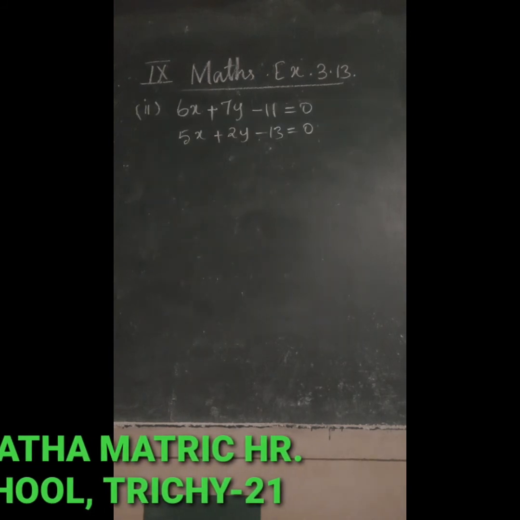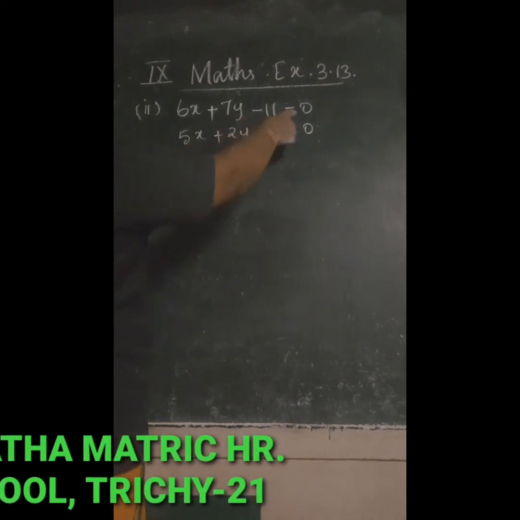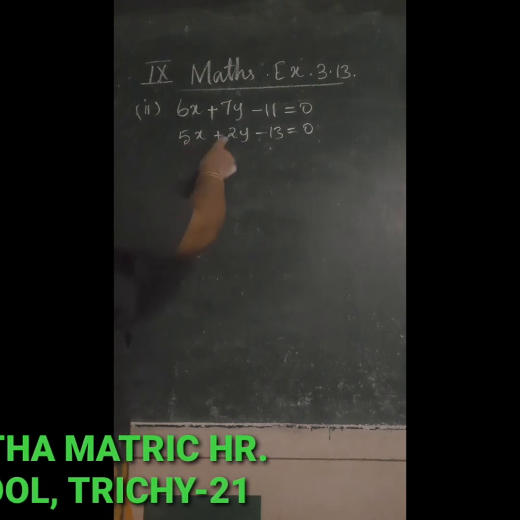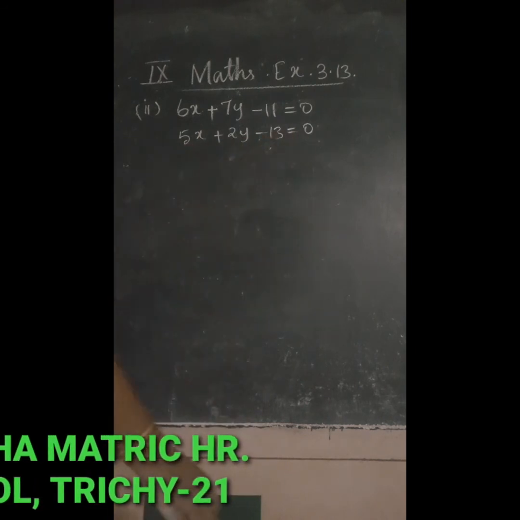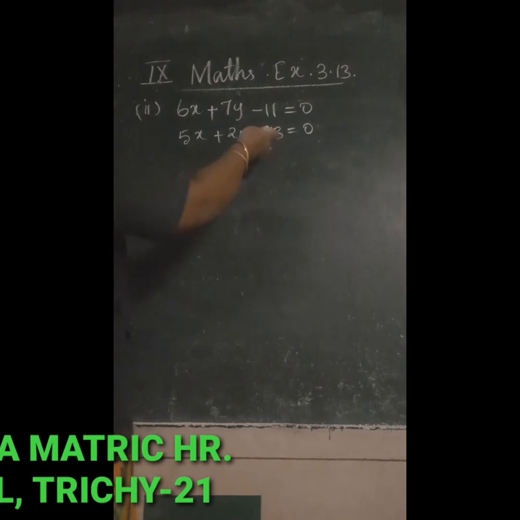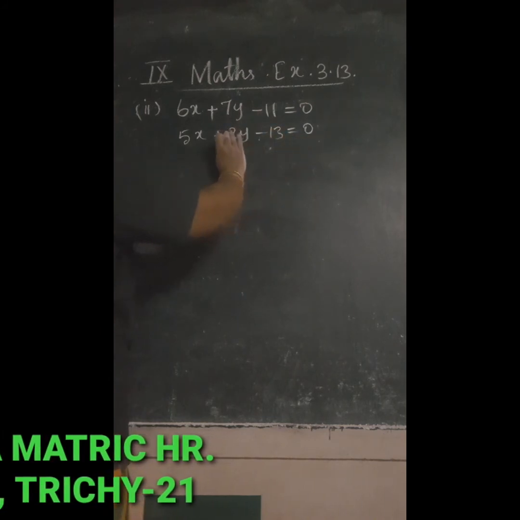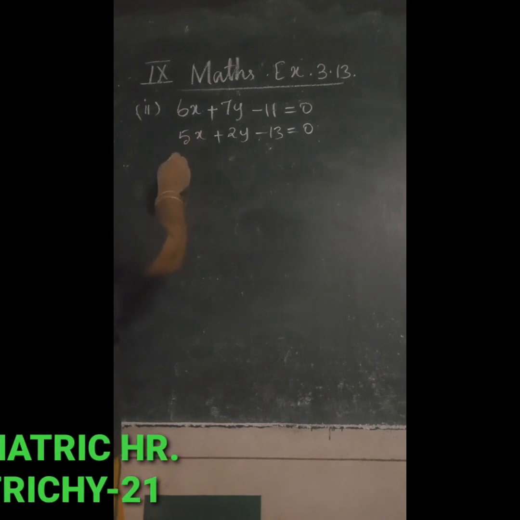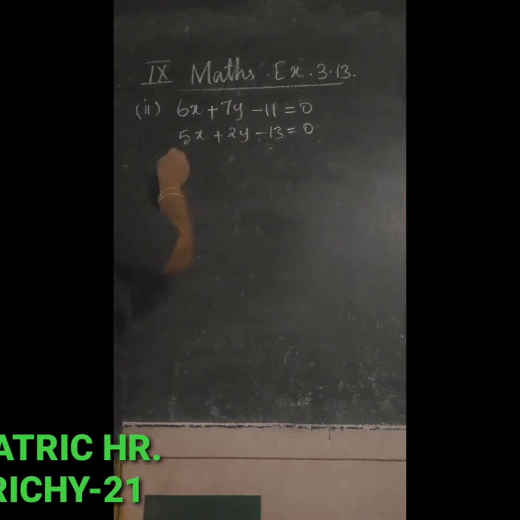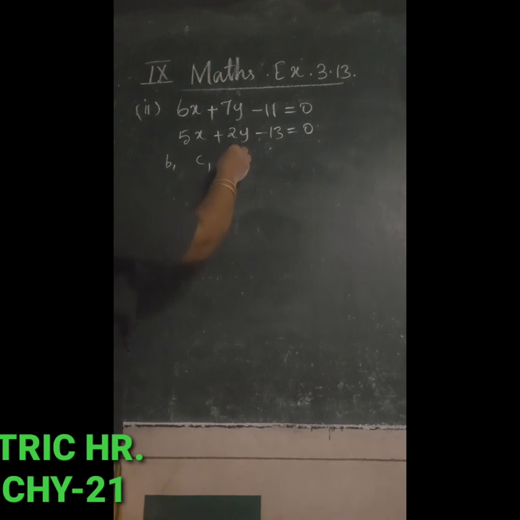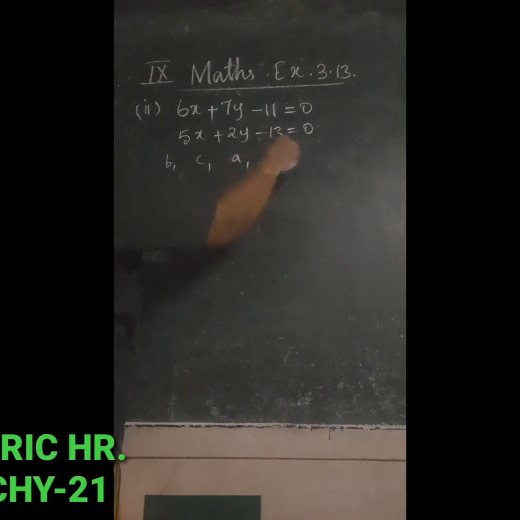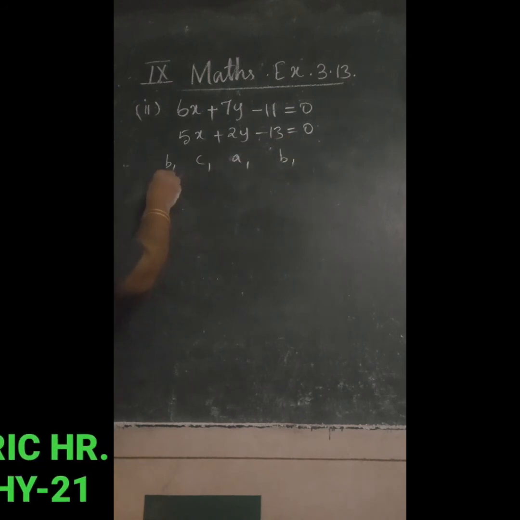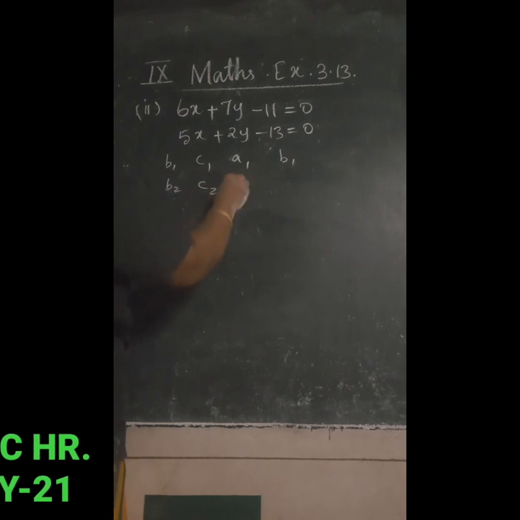The next question is 6x plus 7y minus 11 is equal to 0, and 5x plus 2y minus 13 is equal to 0. First, already here the constant term is on the left hand side only, so no need to change this equation. Now we have to take it as b1, c1, a1, b1, like that. So again b2, c2, a2, b2.